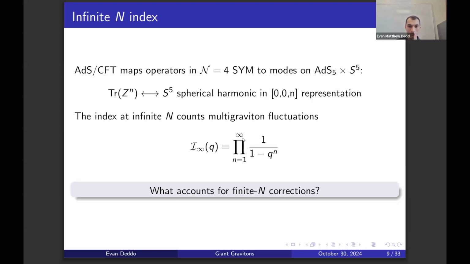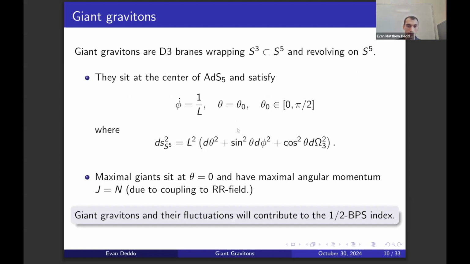And because this is classical supergravity, there's no limit to this here yet. So this goes to infinity. The question then will be what accounts for the finite N corrections on the gravity side. This is where the giant gravitons come in.